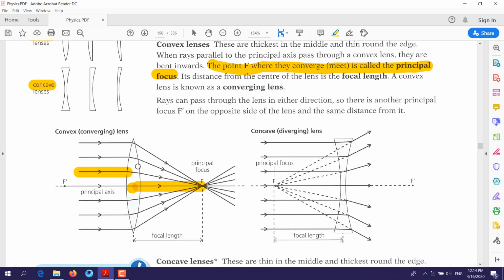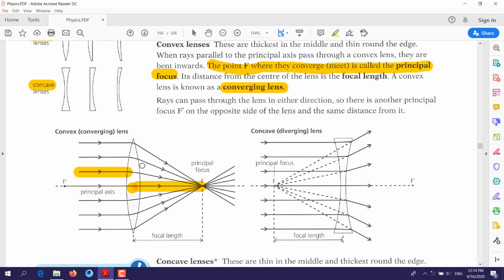This kind of lens, the convex lens, is known as a converging lens. Why do they call it a converging lens? Because it makes the light rays bend inward and meet at a specific point, at the principal focus.